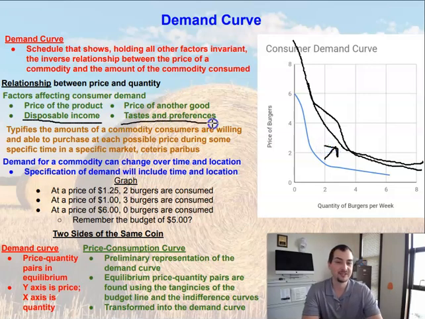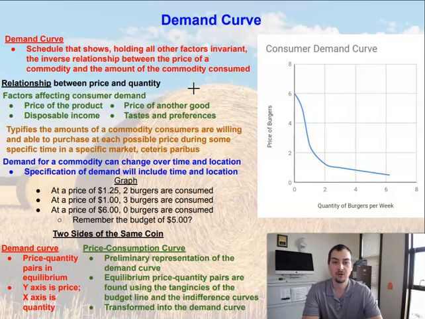And then the last one is tastes and preferences. So a quick insight into tastes and preferences. What if you just prefer more tacos to hamburgers? Or what if you prefer more hamburgers to tacos?